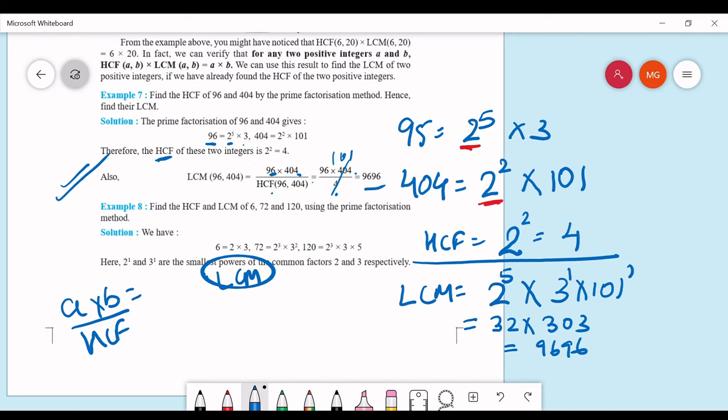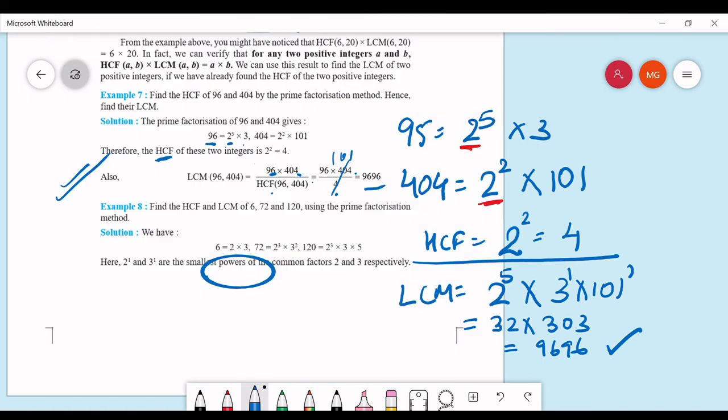See, both are easy, but that depends upon the numbers you are getting, right? So you just check the numbers. If they are easy to calculate, you can find it from the first method. If they are a bit typical, or you think that after division it will be easier, you can use this method as well, right? But you should know both the methods. Okay, so this was for example number 7, and now I'll move on to example number 8.